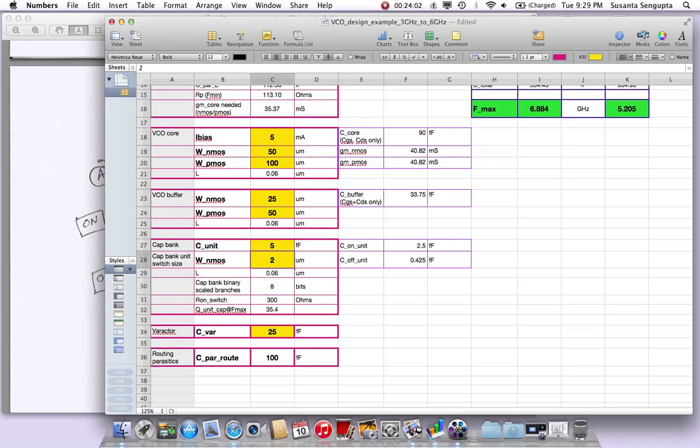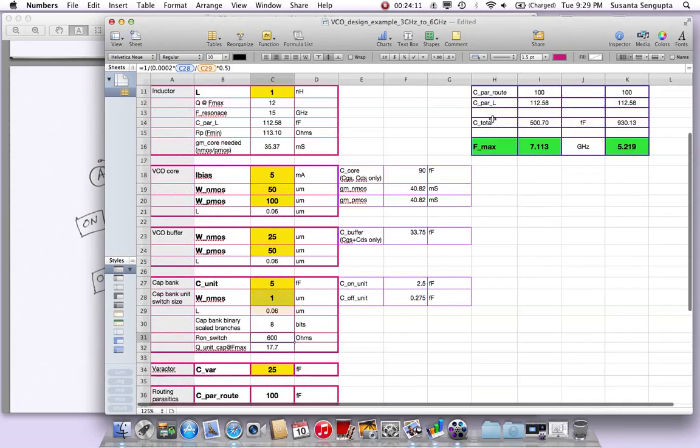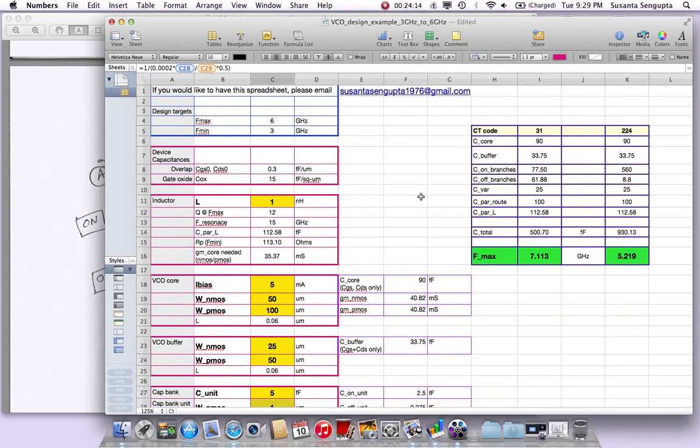Okay, so this is how we can change it around and see that we are able to get reasonably good Q and also the capacitance. Of course, all these capacitances will get plugged in, which we have not talked about yet. So let's talk about that now for a minute.